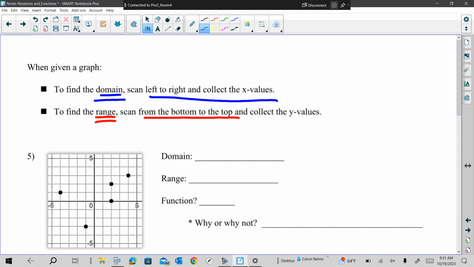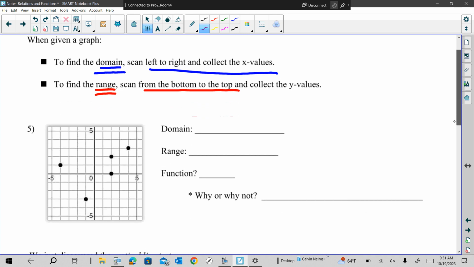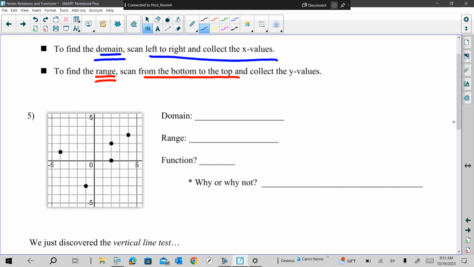When given a graph, for the domain you have to scan left to right to collect the values. Left to right. When given the range, you're going to scan from the bottom to the top. Okay, so remember, domain represents the x values. This horizontal line is your x axis.